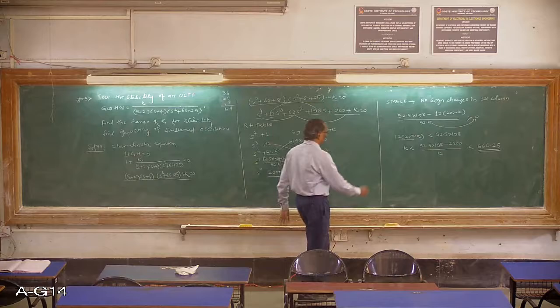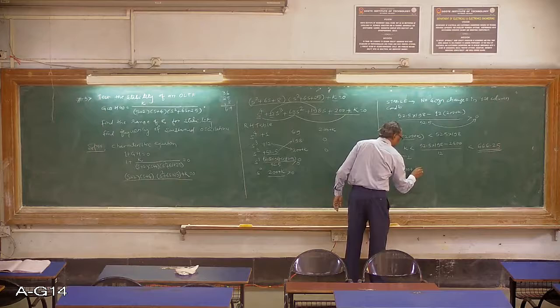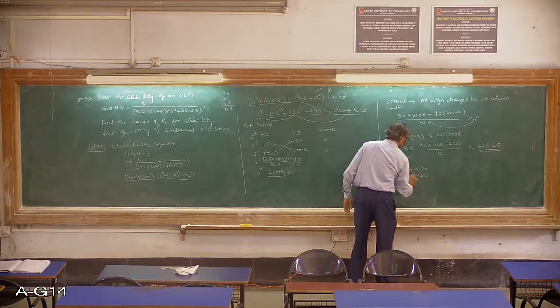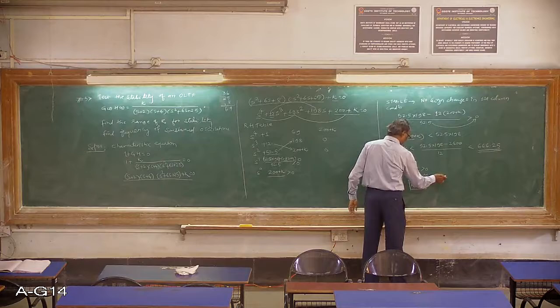Condition one. Condition two. The last element, 200 plus k. K must be greater than minus 200. K cannot be negative. Minus greater than minus 200 means up to minus 1, minus 200 to minus 1. It cannot be negative. So K should be greater than 0.